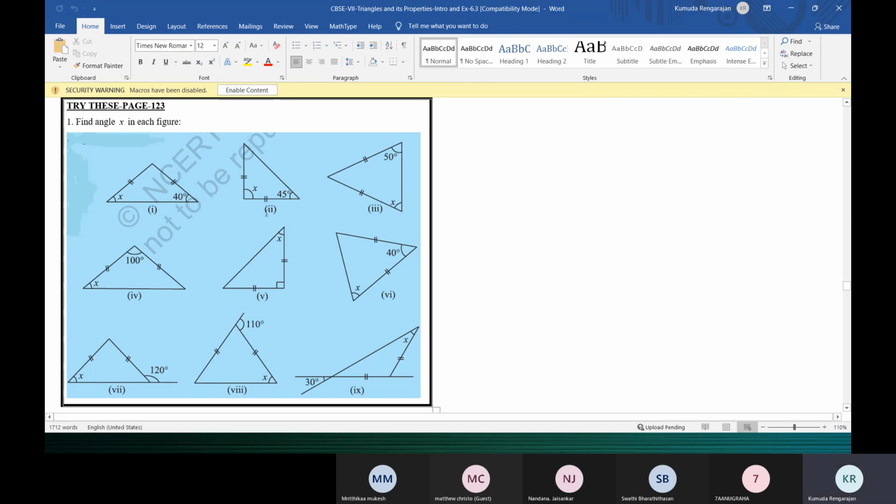So everywhere they are isosceles triangles. You can see here again two sides are marked equal. So the angle opposite to this side is this angle. See, this is the side, this is the side. Opposite to this side is this angle. Opposite to this side is this angle.